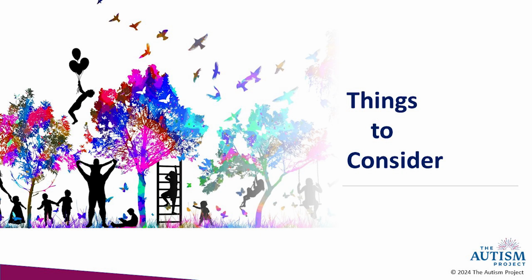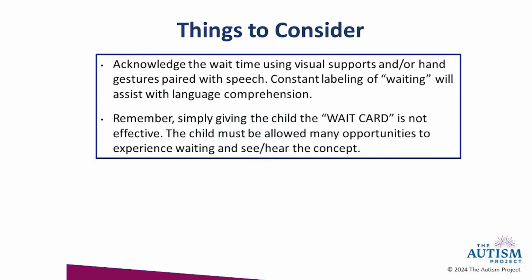Things to consider. We're going to want to teach wait using a visual support or a gesture. Even using sign language, I'm waiting, is a visual support, because once I say the words, they're gone, but I'm still gesturing or I'm still holding a card. Also label when we're waiting. I'm waiting for the water to boil so I can cook the pasta. I'm waiting for Johnny to come home so we can have our dinner. Modeling the tool that you teach is going to be super beneficial. Remember, just handing them a wait card is not an effective way to teach a new skill.